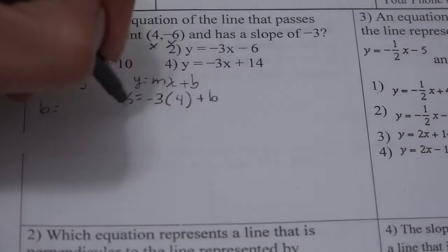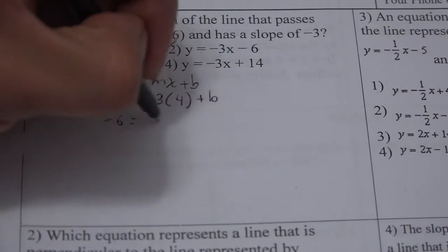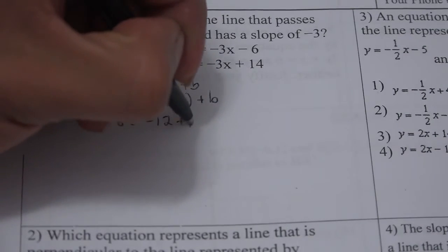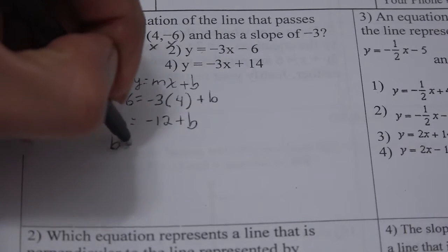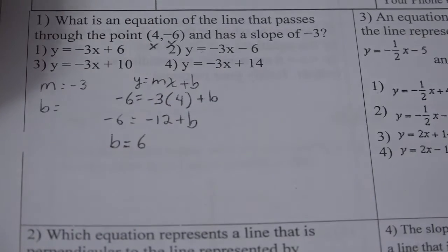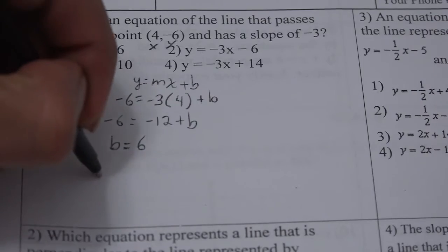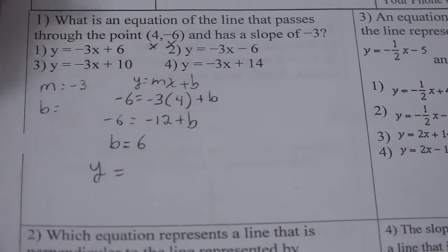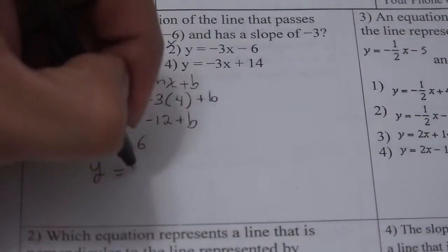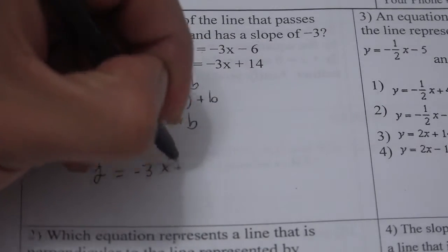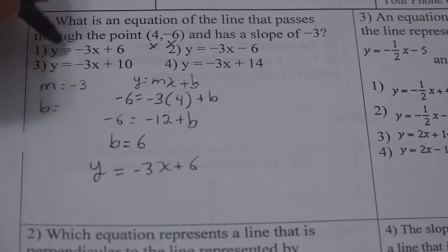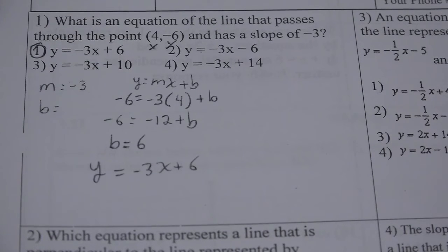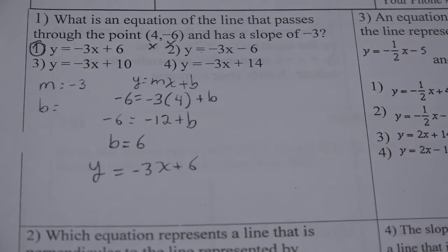All right, so let's solve the equation. We have -6 equal to -12 plus b. Add 12 to both sides and you get b equal to 6. Now you write the equation of your line, which is y equals -3x plus 6. Choice number 1 is your answer. All right. Next one.